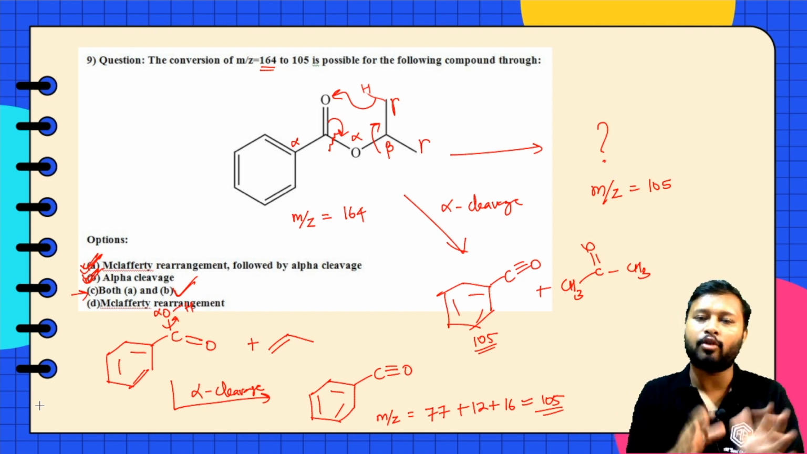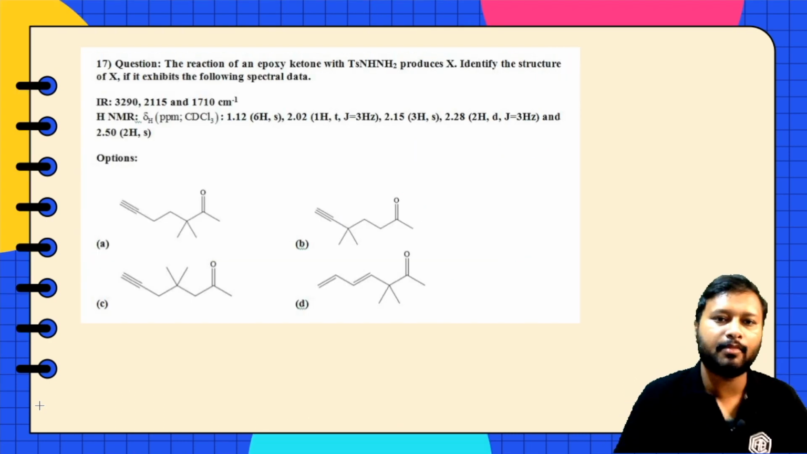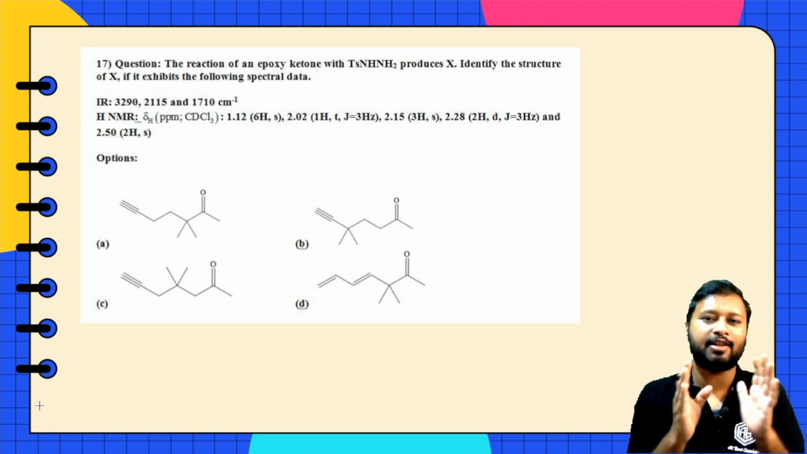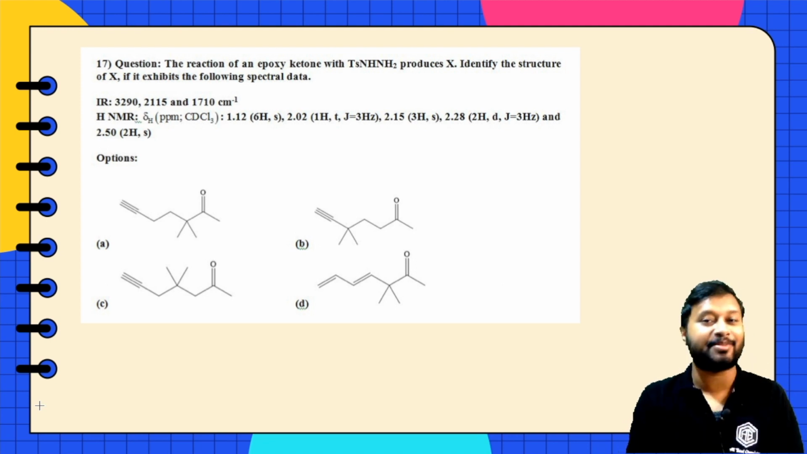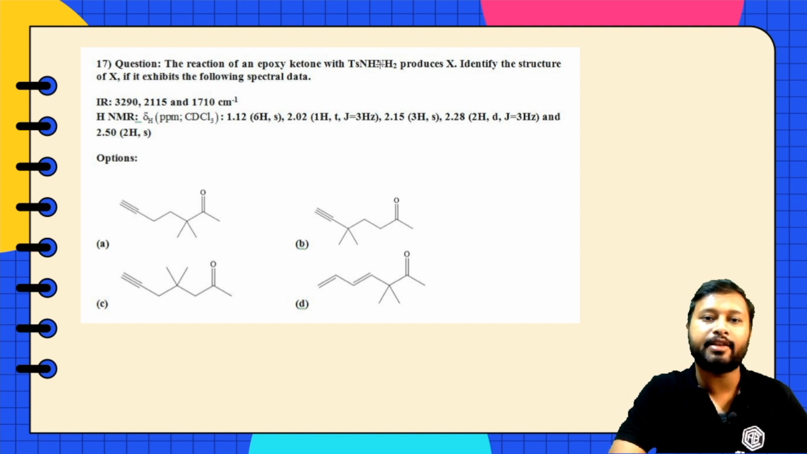I hope you understood what is happening in this. Let's see the next question now. All right, here comes the classic organic spectroscopy type question. It says that the reaction of an epoxy ketone with TsNH2 produces X. Identify the structure of X if it exhibits the following spectral data.